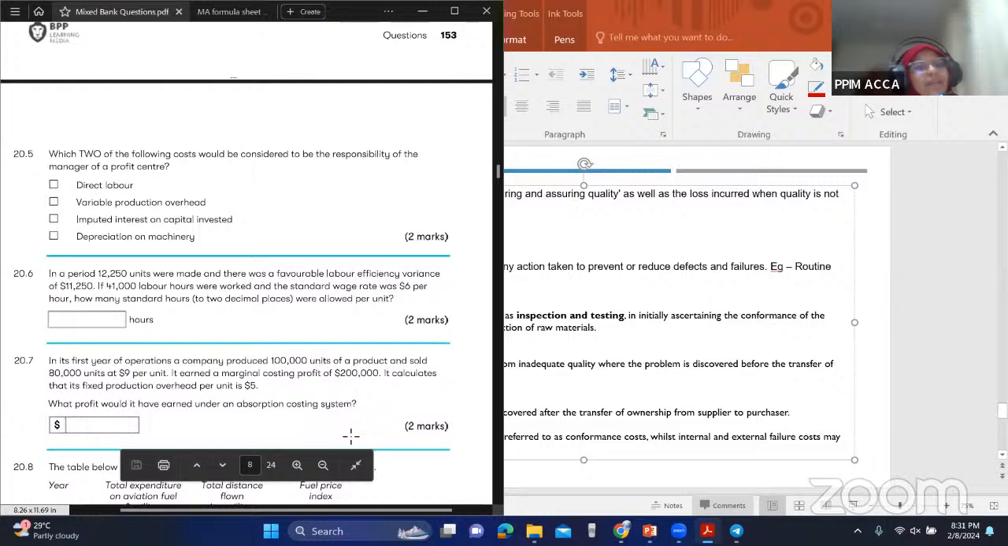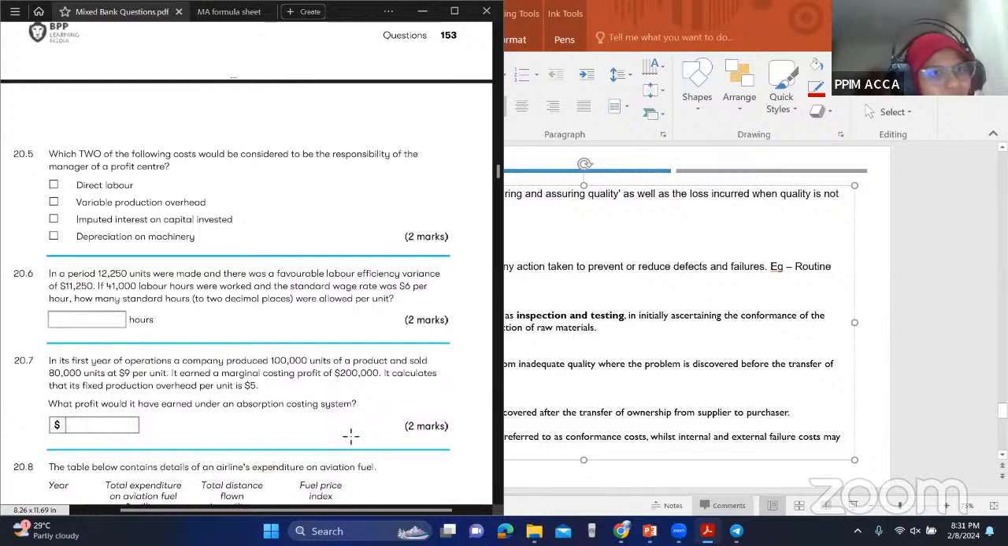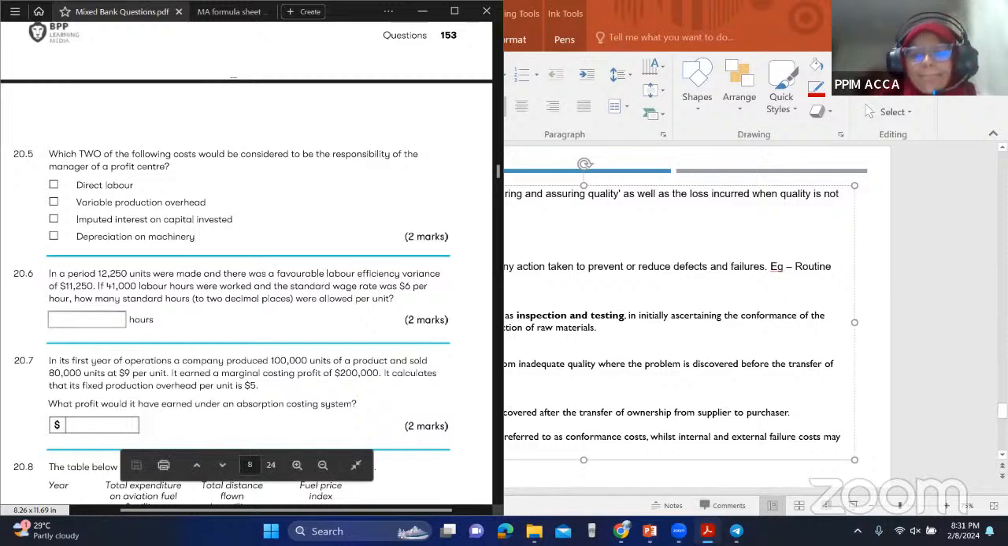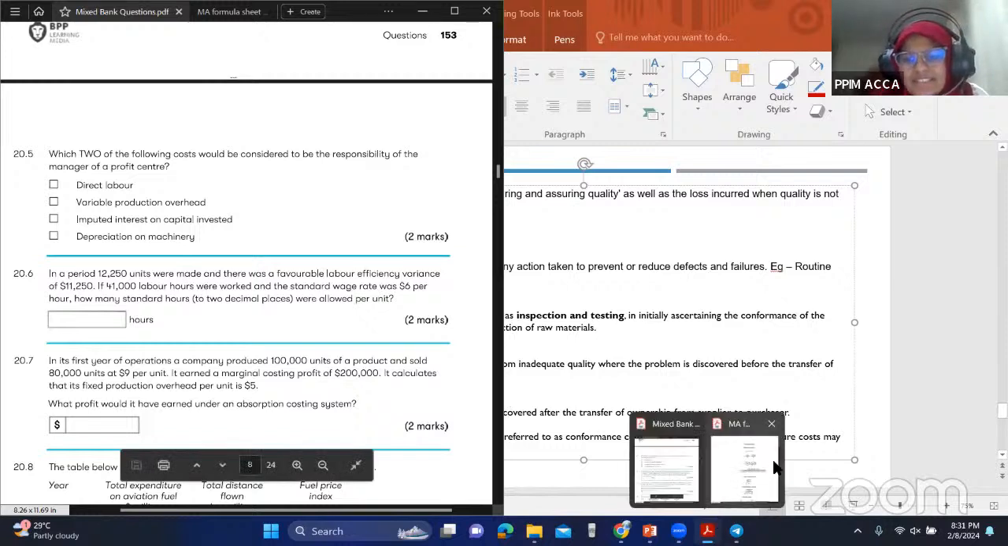Which two of the following costs would be considered to be the responsibility of the manager of a profit center? I give you a minute. This is easy. You should be knowing it.